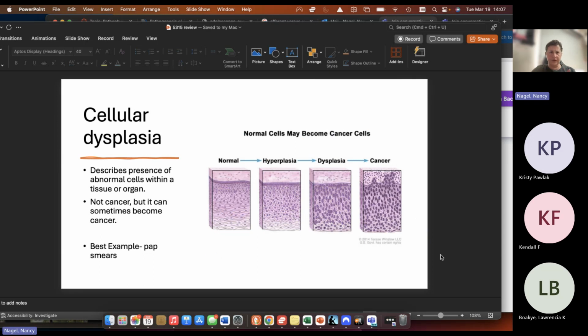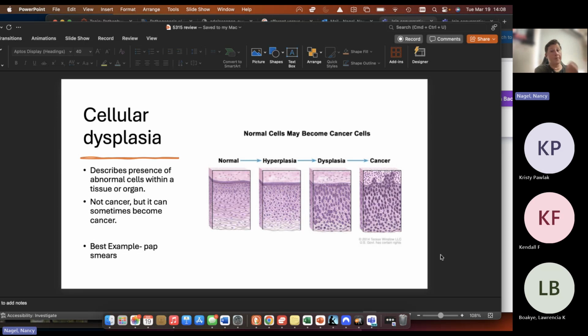Another one that students had trouble with was completely understanding cellular dysplasia. So a couple things to remember about this. The key point is it is not definitively cancer. This is the presence of abnormal cells within a tissue or organ that have changed over time. So they are considered precancerous. They may not progress to cancer, but they have changed enough that it should be concerning.